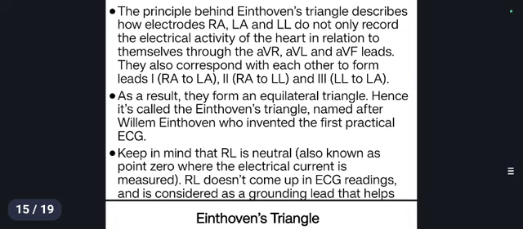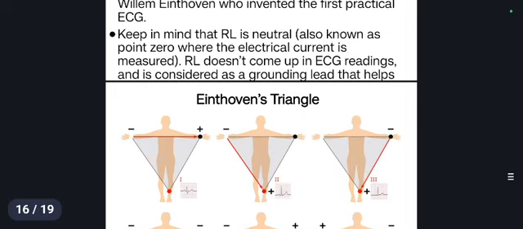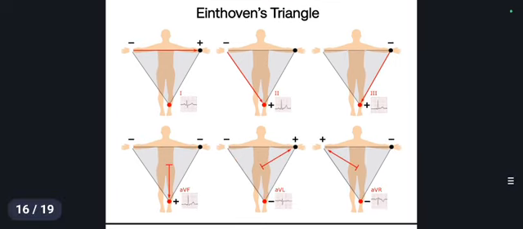Einthoven's triangle is named after Willem Einthoven, who invented the first practical ECG. In Einthoven's triangle, the right leg is neutral, also known as point 0, where the electrical current is measured. This diagram shows the Einthoven's triangle.